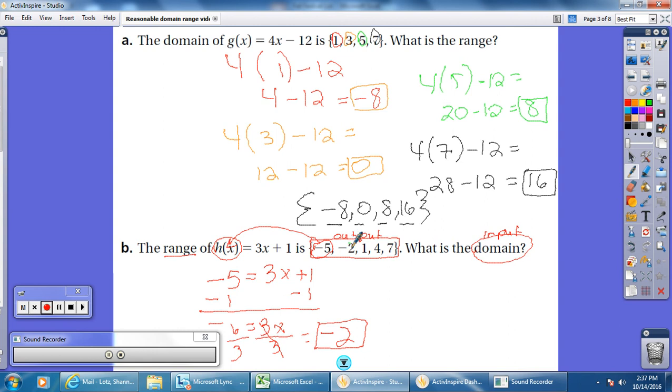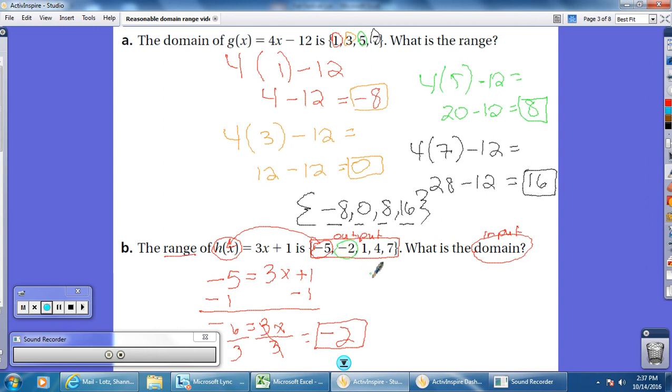Then we're going to do it for the next value. I have negative 2. So now I'm going to write negative 2 is equal to 3x plus 1. I solve for x. A negative 2 and a negative 1 is a negative 3 is equal to 3x. I divide by 3, divide by 3. So x is equal to a negative divided by a positive is a negative. 3 divided by 3 is 1. There is my second domain value. So now you guys will have to give me the answers for the final 3.